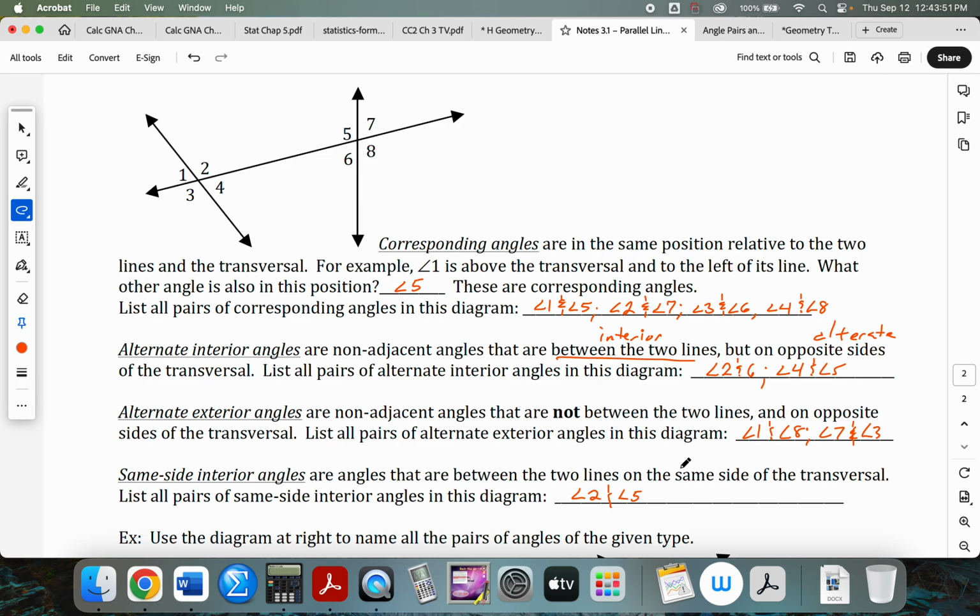There's another pair. Yeah, 4 and 6. Angle 4 and angle 6.